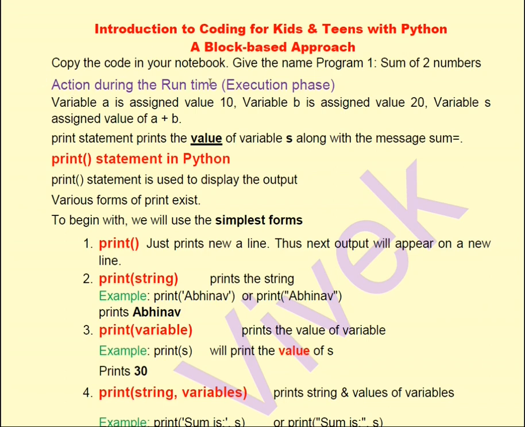Now, the action during the runtime execution phase. Variable a is assigned the value 10, variable b is assigned the value 20, variable s is assigned the value a plus b. The print statement prints the value of variable s along with the message sum equal to. So this is what is going to happen during the execution phase, the runtime phase.